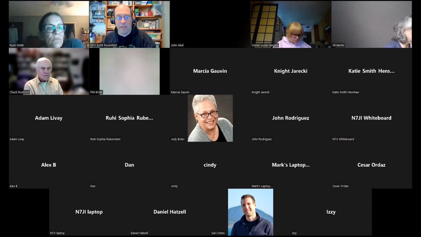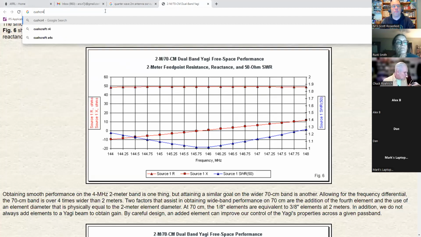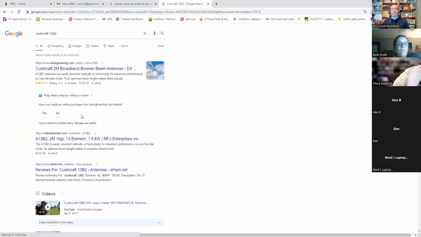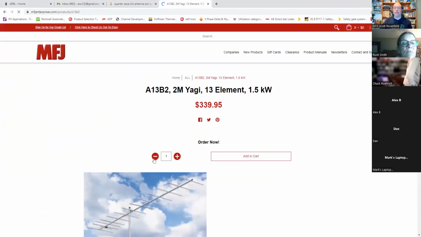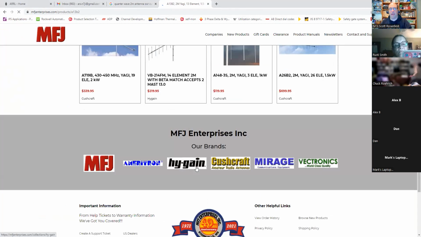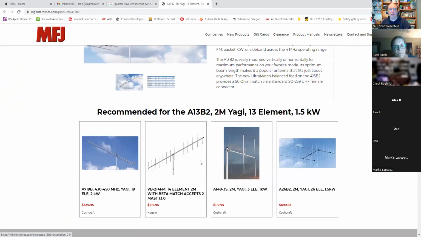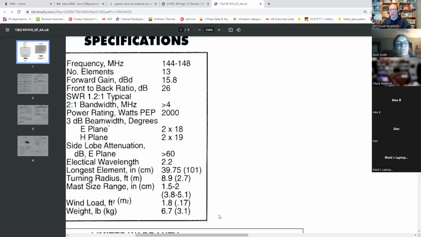Well, here's the other thing though. Let's say you start looking at antennas. I'm going to pop this up on the screen. Okay, so we're going to look at a Cushcraft 13B2. Notice how it's rated. It's a Yagi antenna. Let's look at the description. Videos, product manuals. Download product manual. Okay, here we go. Does everybody see that?